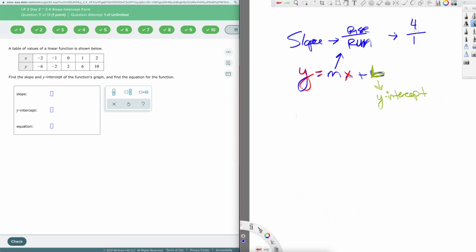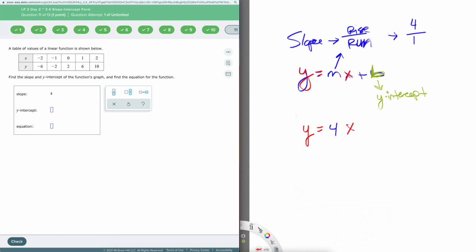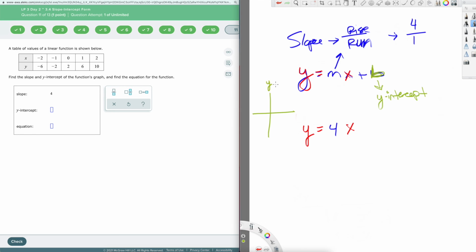So I'm going to write that here, 4. So we have y equals x. We need to know what our y-intercept is now. I can put 4 in here for my slope. For my y-intercept, if we think about the coordinate grid, we want it to be on the y-axis. If it's on the y-axis, then x has to be 0. I'm not going right or left, I'm going up or down, but not right or left at all.